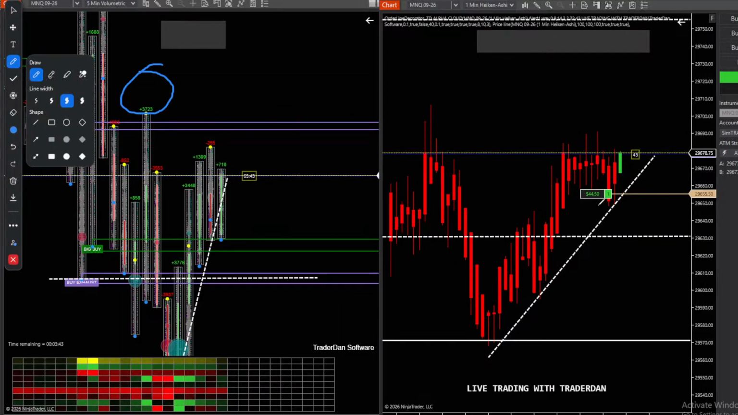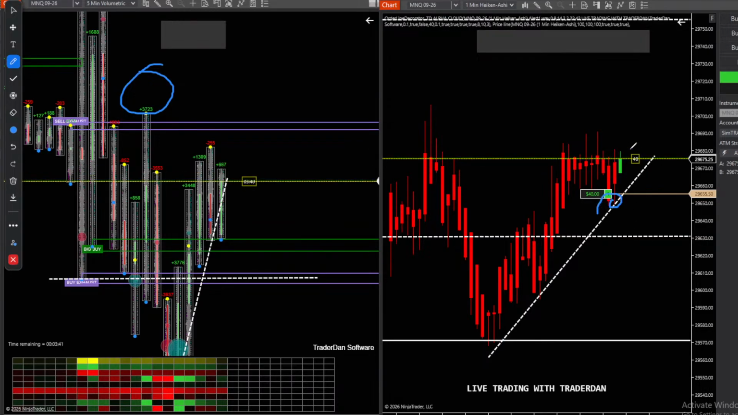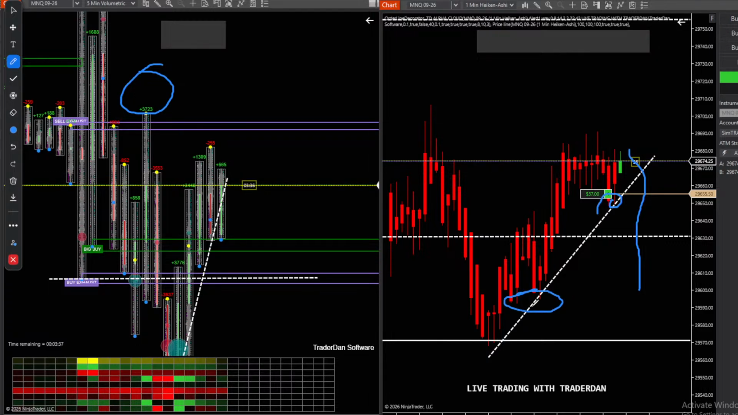I don't want them to come after this wick now. Because if they do that, then it's going to drop down further. They'll be coming down to these two.